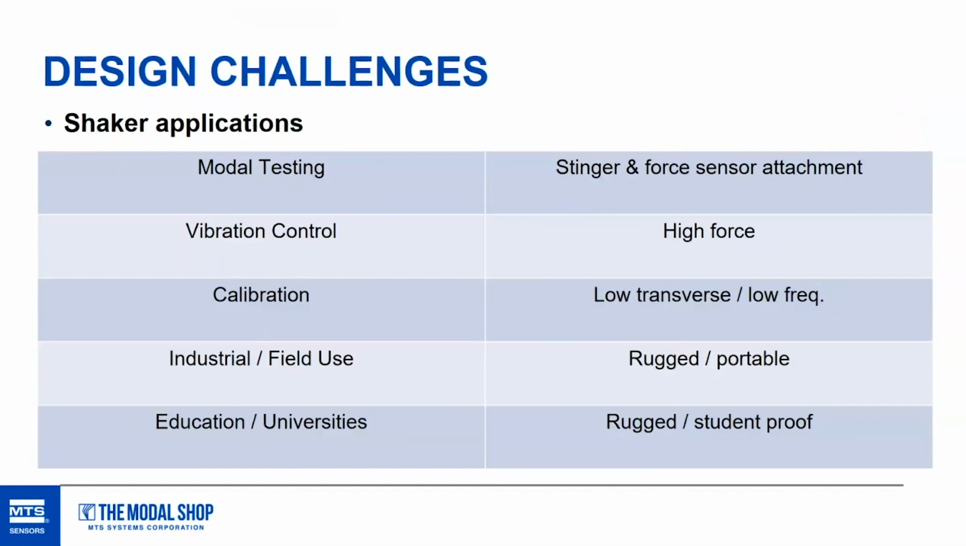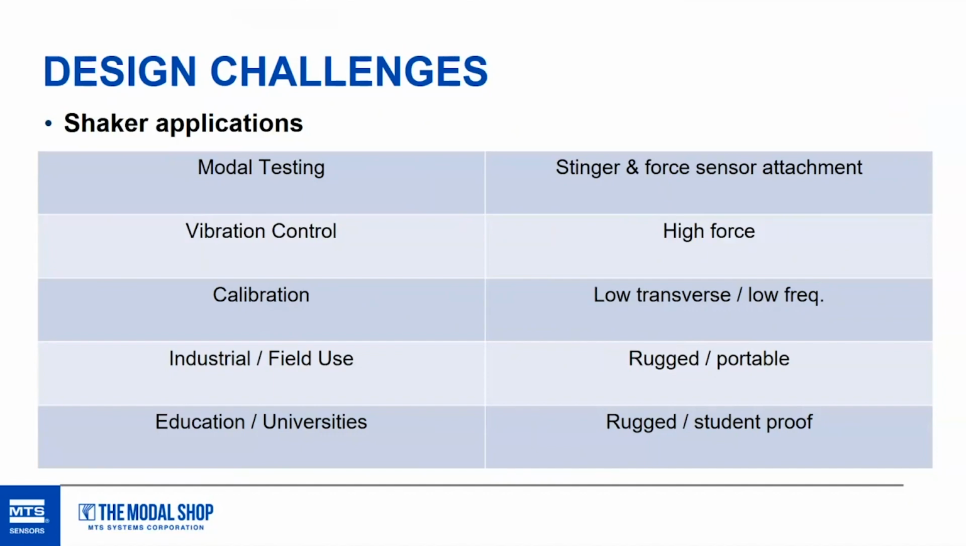So a few examples here, like let's say if you're calibrating a sensor, you're calibrating an accelerometer, it might be interesting to you to have a very good low frequency performance if you're calibrating a seismic accelerometer. And to get to those low frequencies, you may want to have more displacement on your shaker. You may want to, for example, for modal testing, make it easy for the user to connect the stinger and the force sensor and attach that to the structure.